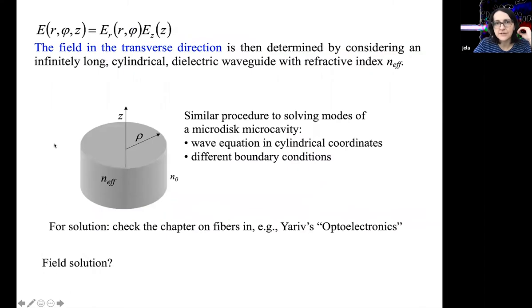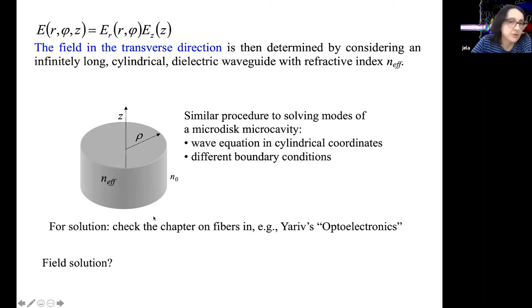And then in the second step, you solve for the E of r and phi, the transverse distribution, by solving the field distribution inside of the cylinder that has the same radius as the micropillar that you are solving for, same as the cavity you're solving for, but there is no DBR stack. You replace the whole cylinder with an effective index, okay?